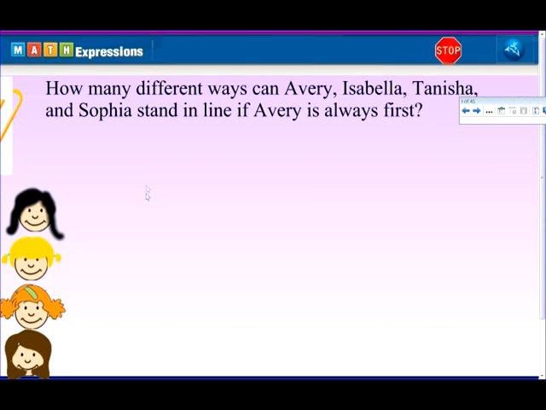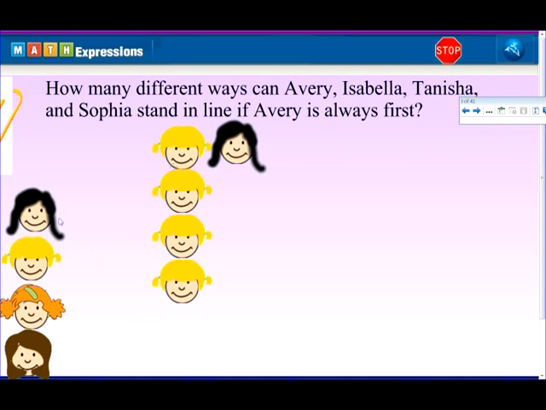Let's get started today. We need to figure out how we can put these 4 individuals, Avery, Isabella, Tanisha, and Sophia, in line. But how many ways can we put them in line? She's going to be Avery. Avery is going to be in line, and we'll see how many times we change the line order based on having Avery always first. So we could put Isabella, Tanisha, and Sophia in that order.